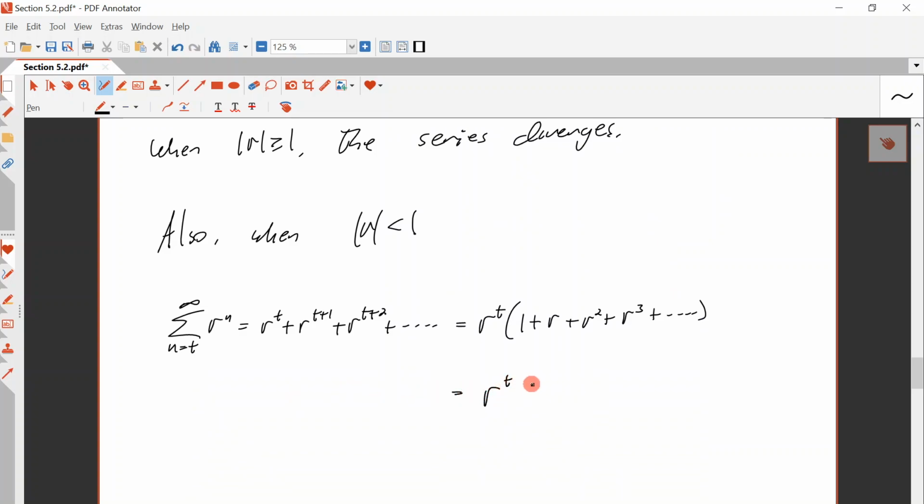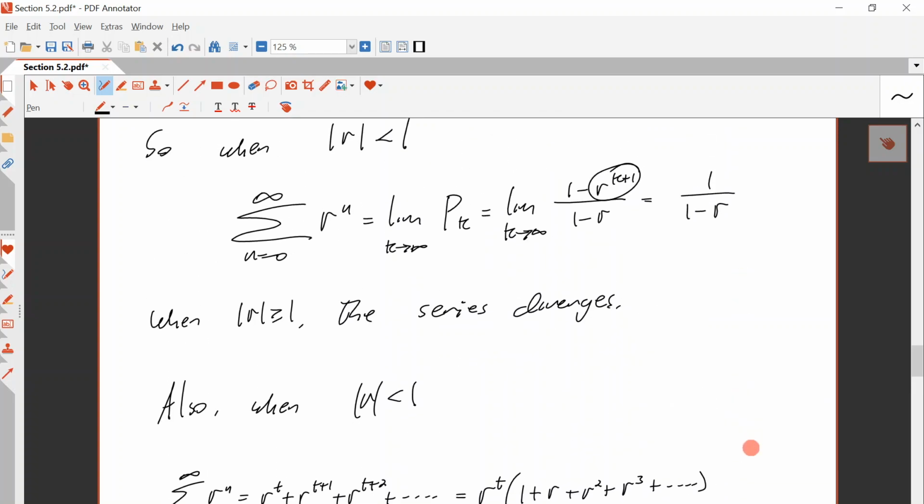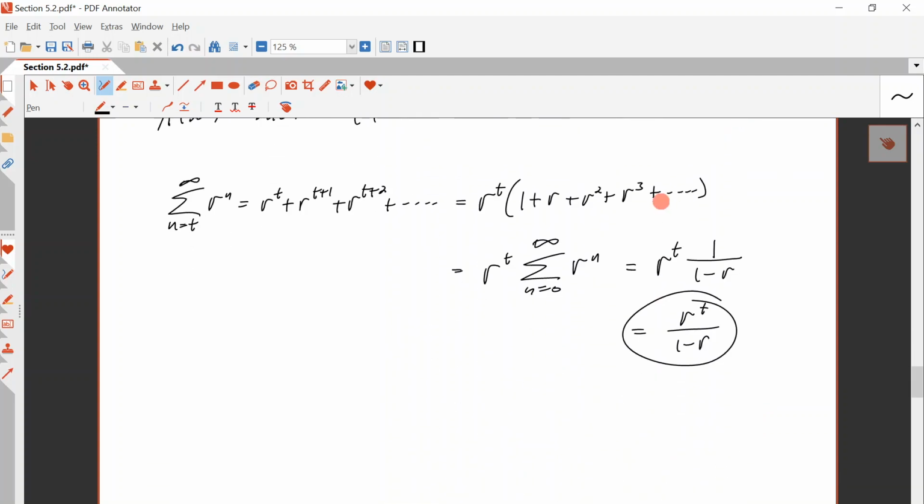So this is r to the t times the sum from n equals 0 to infinity of r to the n, which is equal to r to the t times 1 over 1 minus r. So this is equal to r to the t over 1 minus r. So that's the summary.